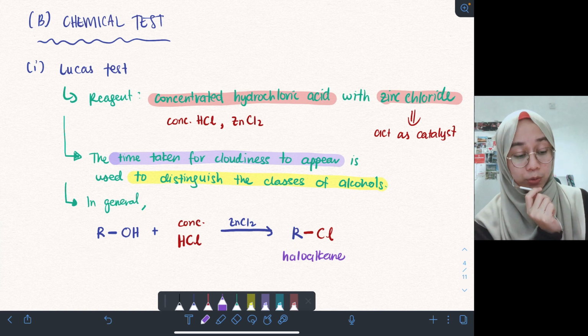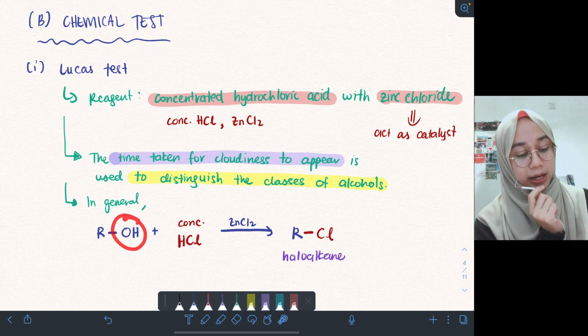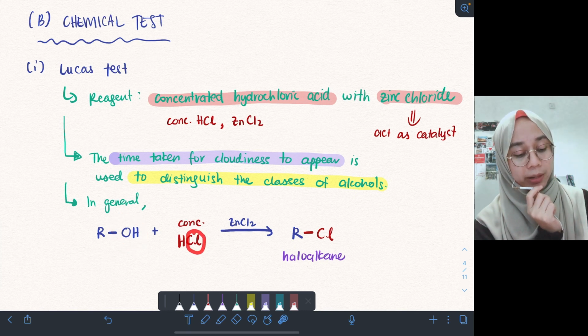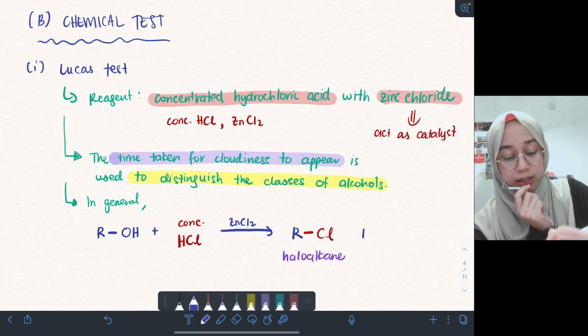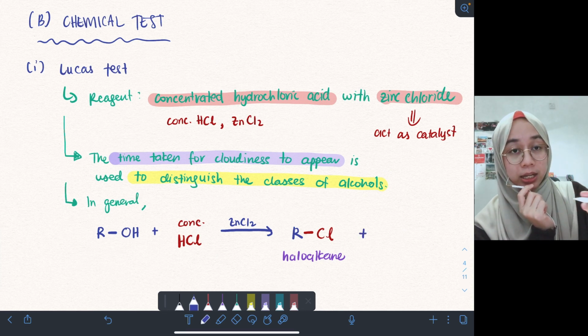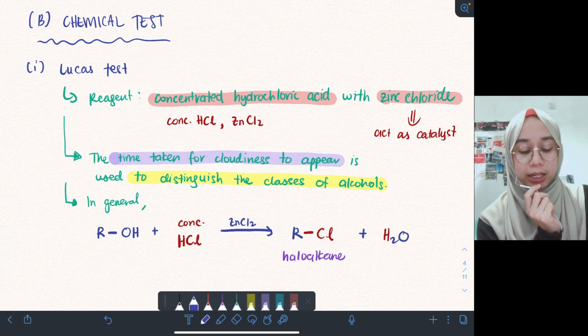And then dia punya side product pula. So apa yang berlaku? Daripada alkohol tadi kita remove OH kan. And then daripada concentrated hydrochloric acid ni pula Cl dah masuk menggantikan OH, so yang tinggal adalah H. Therefore kamu punya side product akan jadi H2O. Benda tu gabung nanti dia jadi H2O.